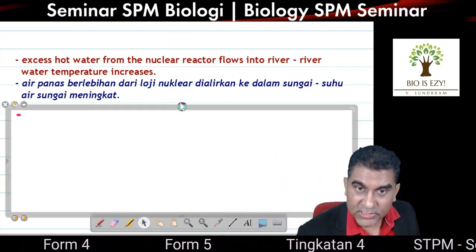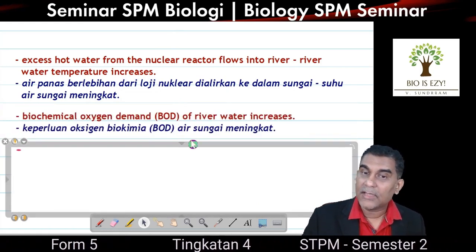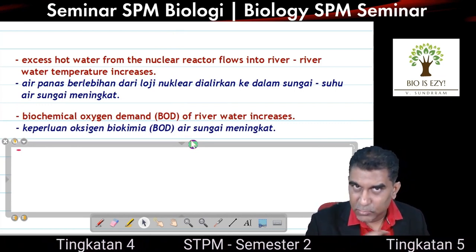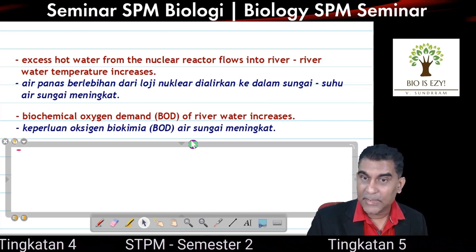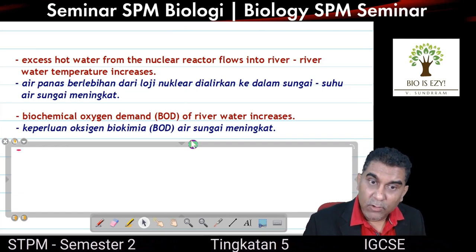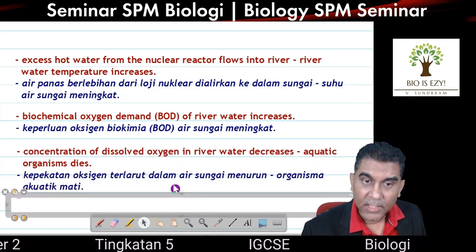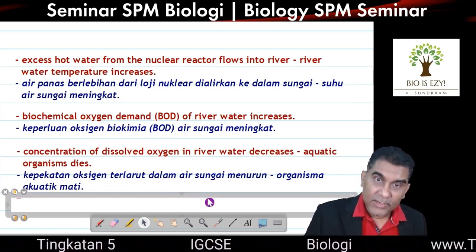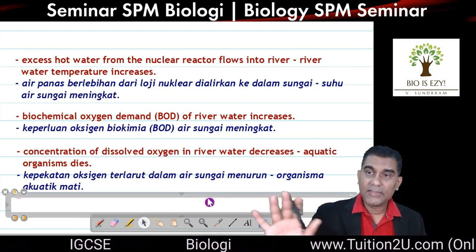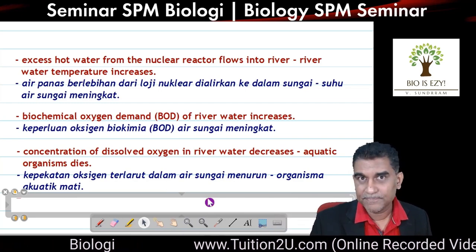So, I prefer to use this answer related with BOD. Keperluan oksigen biokimia air sungai meningkat. BOD of the river water increases. You must write the full name. Biochemical oxygen demand of the river water increases. Kalau BOD meningkat, oksigen terlarut di dalam sungai itu akan mula berkurangan. Bila oksigen terlarut berkurangan, organisma aquatic seperti ikan akan mula mati. And that's about it. So within 2-3 sentences, you can get the 2 marks.